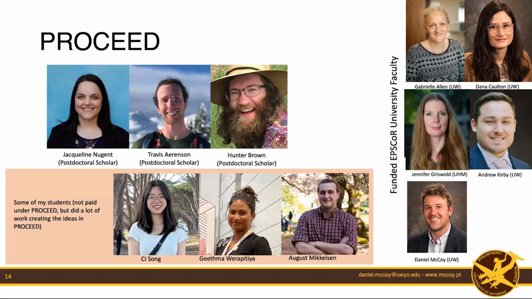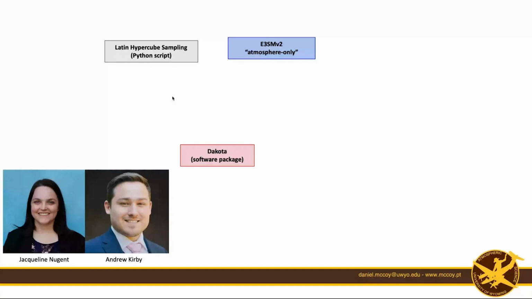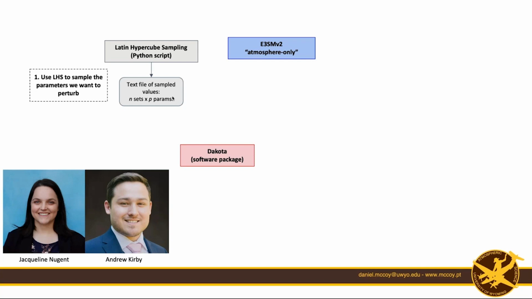But briefly, I thought I'd outline the flow chart of how we're envisioning this project coming to fruition. This is stuff that Jacqueline's been doing in her first month and a bit here. And she's been working a lot with Andrew Kirby, who's a research faculty within our School of Computing. The idea here is that we are going to sample a bunch of parameters across what we believe are plausible ranges. So we just use Latin hypercube. It's just a Python script to generate a set of n ensemble members sampling over p parameters.